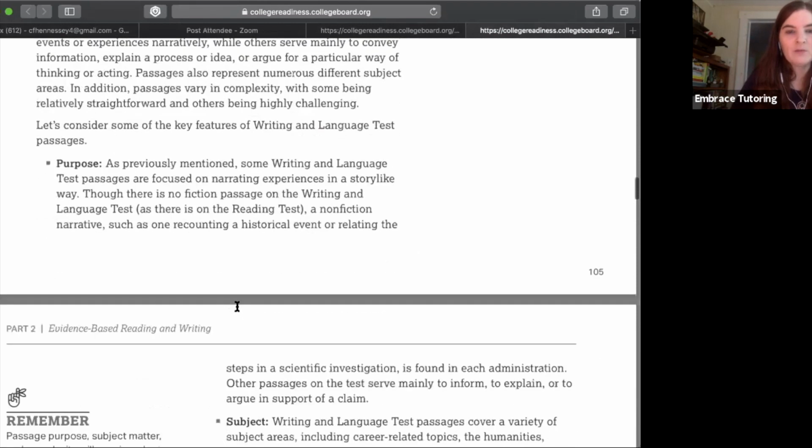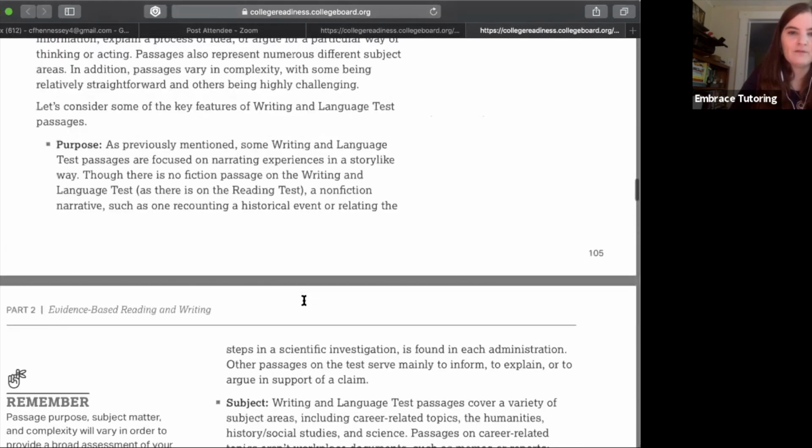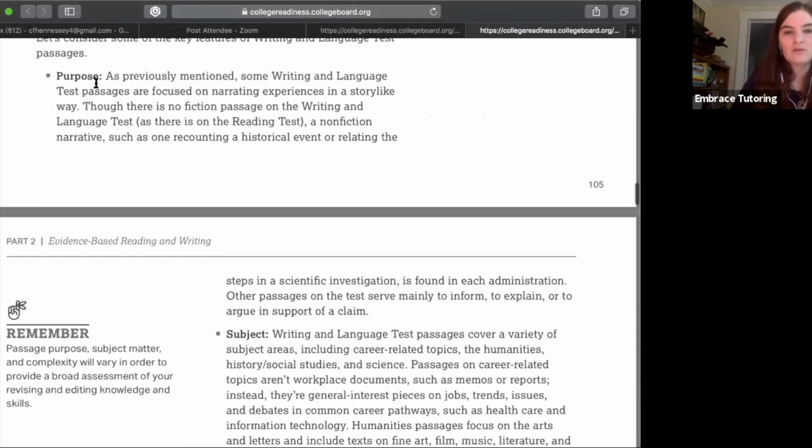Okay, we'll go into that in more detail, but I do want to just give you the breakdown here. So just like with the reading test, they have a purpose in terms of breaking down what the test makers think is the purpose and subjects and complexity of this section of the exam. Okay, so in purpose, you're focused more on writing purpose, in terms of what's the author's intention?